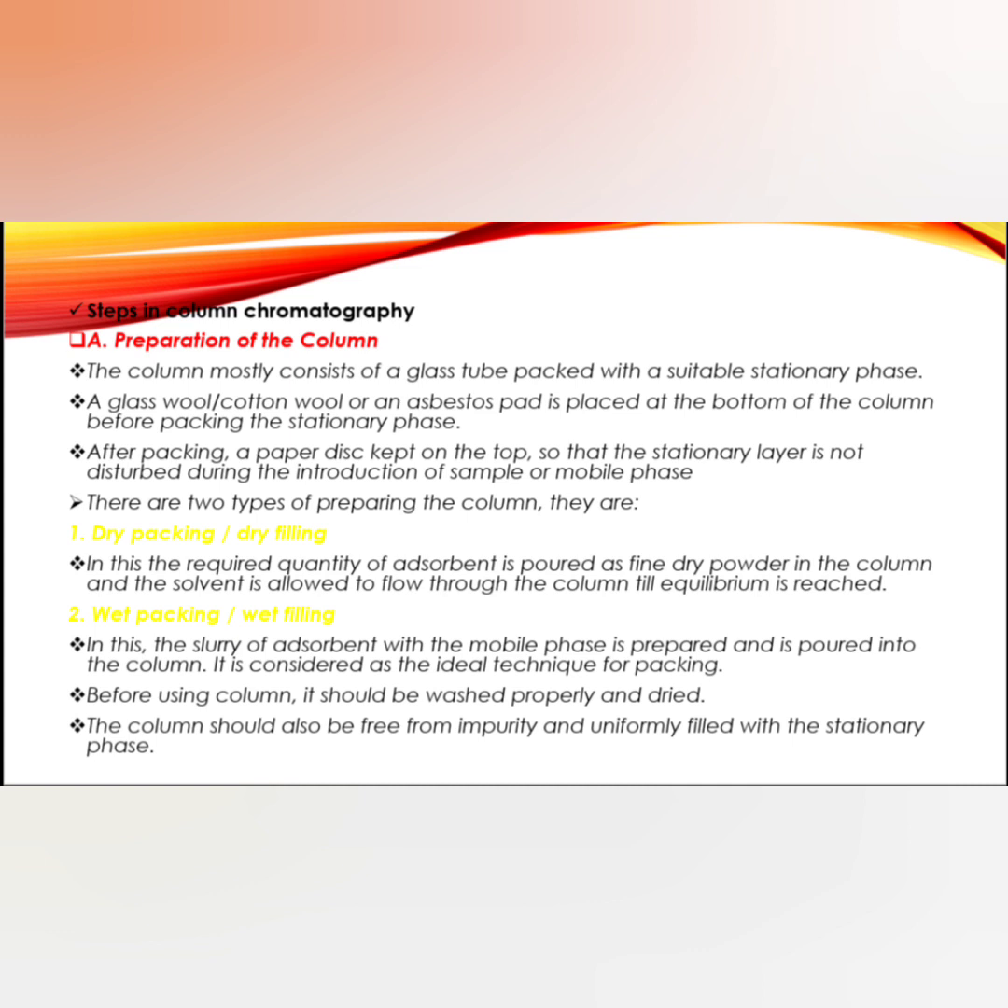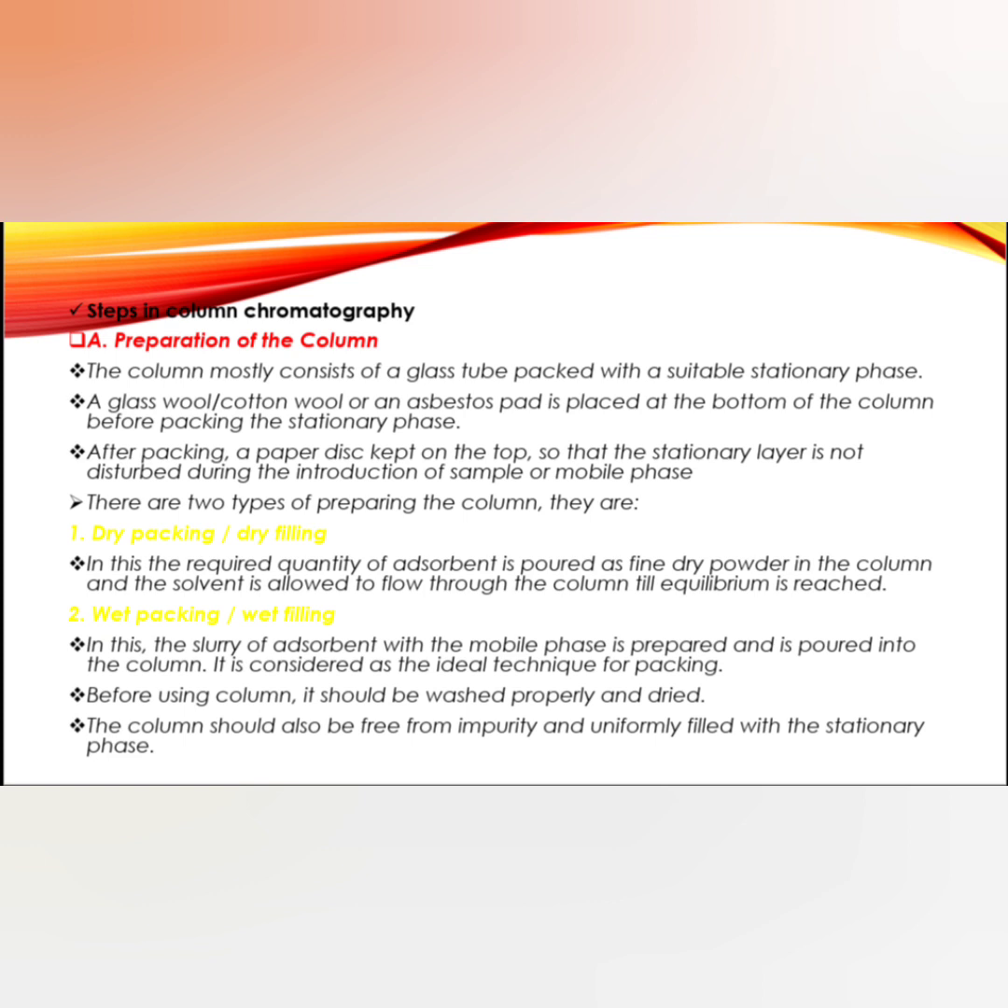There are two types of preparing the column. First one is dry packing or dry filling. In this, the required quantity of adsorbent is poured as fine dry powder into the column and the solvent is allowed to flow through the column till equilibrium is reached. And second one is wet packing or wet filling. In this, a slurry of adsorbent with the mobile phase is prepared and poured into the column. It is considered the ideal technique for packing.